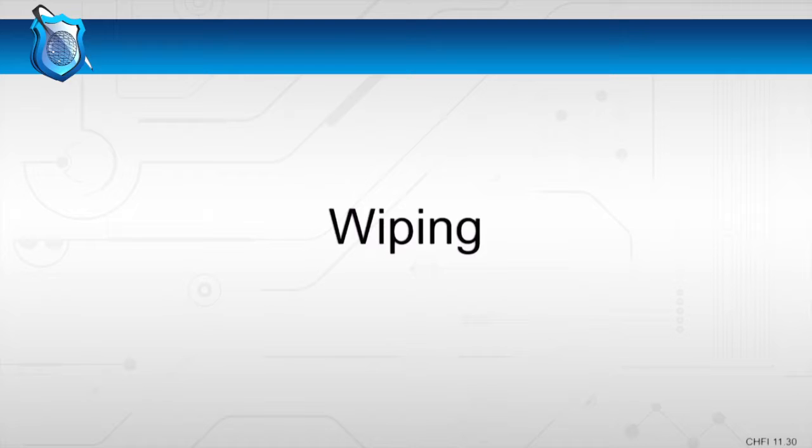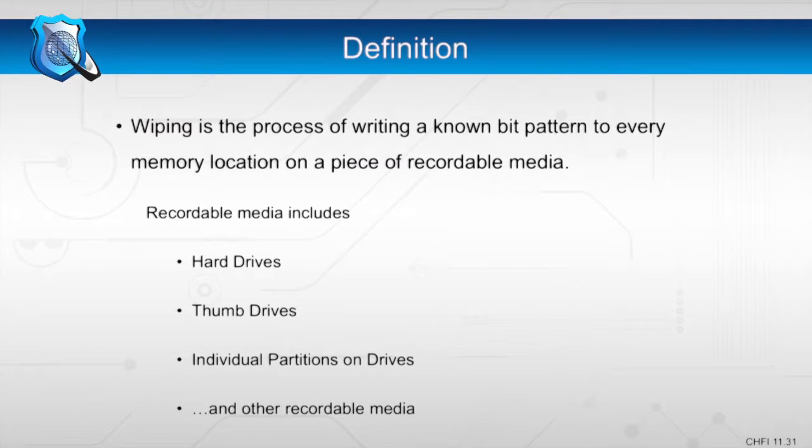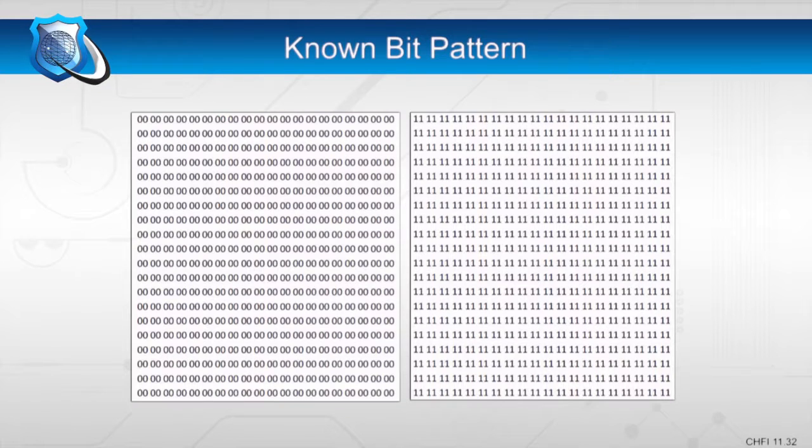So wiping, what is it? Well, it's cleaning off that disk so that you can put an image on it. The idea is that you have these recordable or re-recordable media that you're going to write to over and over again, like the hard drives and the thumb drives. And you need to go ahead and say, forensically, I've cleaned this off so no data from a previous case is on this, and you need to prove that. So you have to wipe those known bit patterns off.